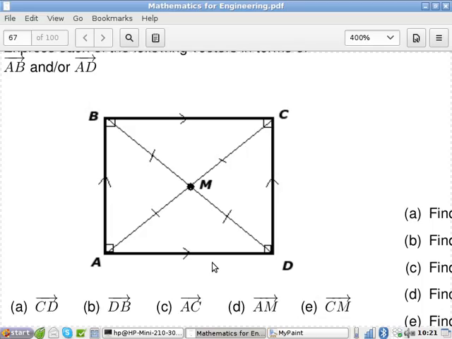Can you do it again? CD is minus AB. DB is minus AD plus AB. AC is AB plus AD. AM is half AB plus half AD. CM is minus half AB minus half AD.